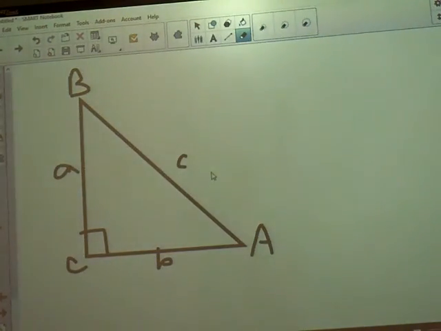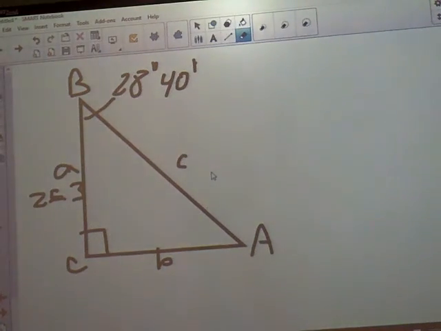Our first couple of problems, the directions just say solve the triangle. I got a little bit of info to give you on this one. Angle B is 28 degrees and 40 minutes. And then I know side A is 25.3 centimeters. The directions say solve the triangle. That means find everything that's missing. So if we look for stuff that we don't know, we have to find angle A, side C, and side B. It's up to you to decide how you're going to start.